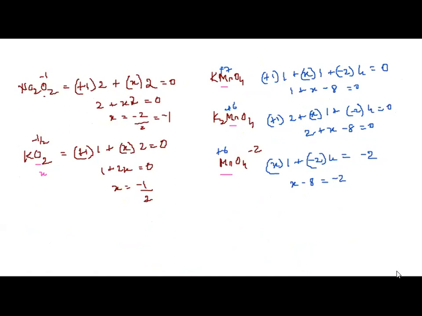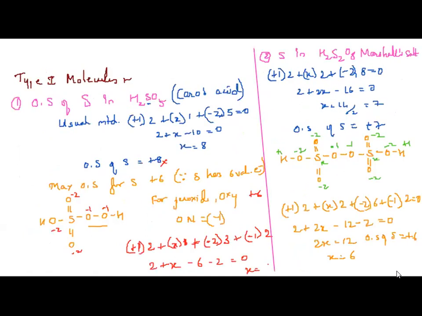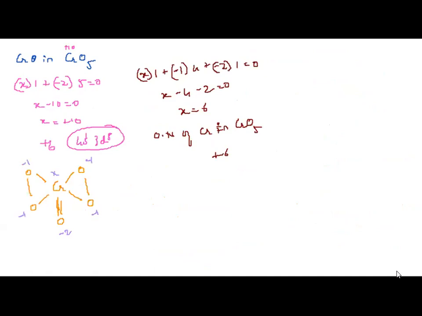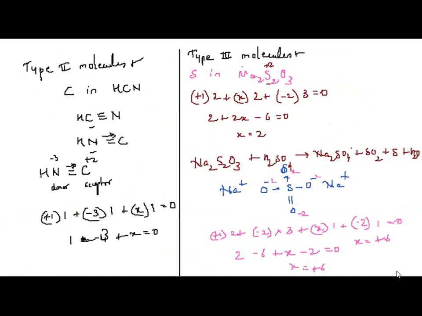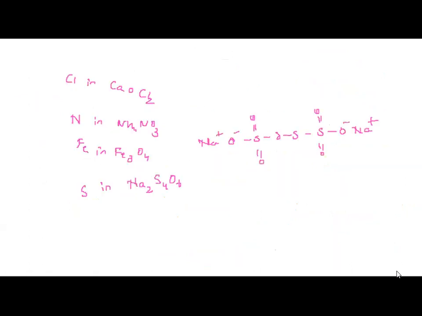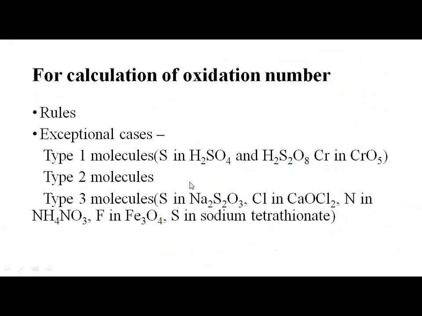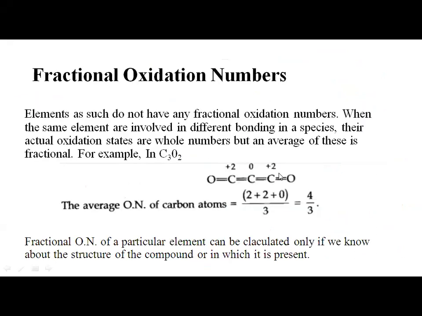Then we have exceptions, type 1 molecules, because of the structure. Peroxy linkage is there, so the oxidation state differs. We have type 2 molecules, wherein because of the coordinate bonding, there is a difference in the oxidation state, and type 3 molecules. Hope you have understood it. Okay, fine. So for calculation of oxidation number, all these rules have to be followed. And I hope you have followed the exceptional cases also.